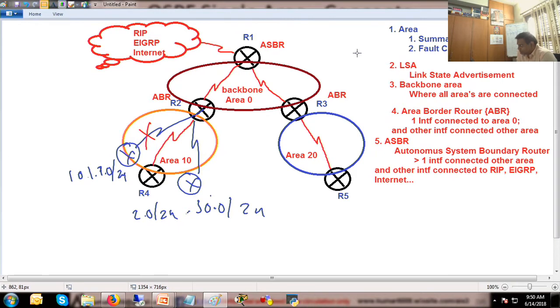Could it be connected to another OSPF? That will be another area, no? It is OSPF, it's not an autonomous system. Autonomous is something going out of OSPF. If you are going to some other OSPF, then it becomes another area or backbone router. How can it become another backbone area?